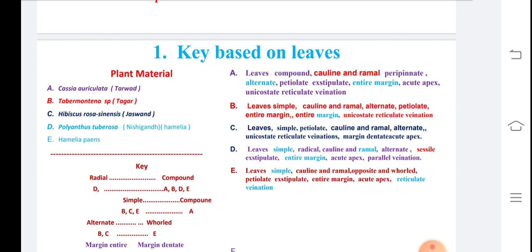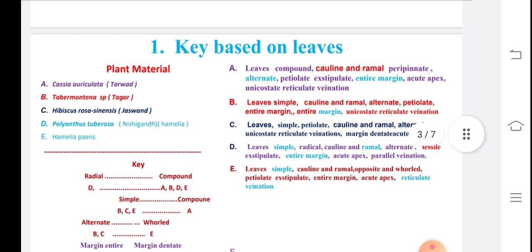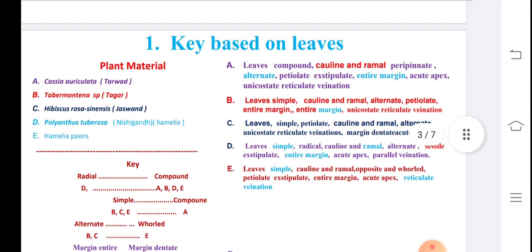Firstly, we have to do the description based only on the leaves. Suppose A material, Cassia: the leaves are compound, cauline and ramal, paripinnate, alternate, that is, they show an even number of pairs in the compound leaf. Leaves on the stem are called cauline, and on the branches are called ramal. The margin of the leaf is entire, the apex acute, and the venation unicostate reticulate.